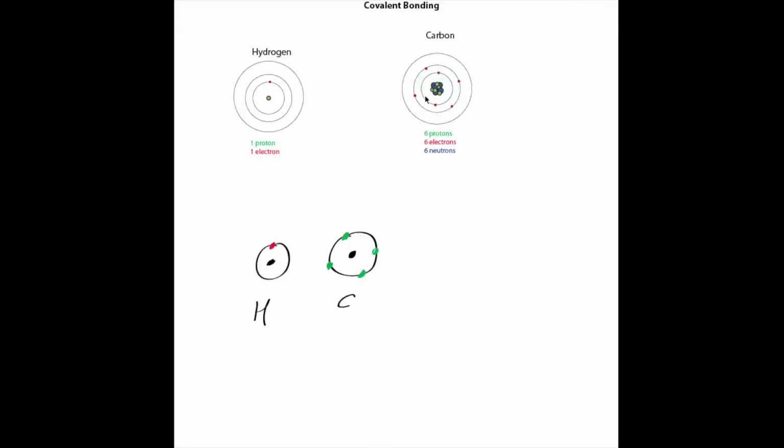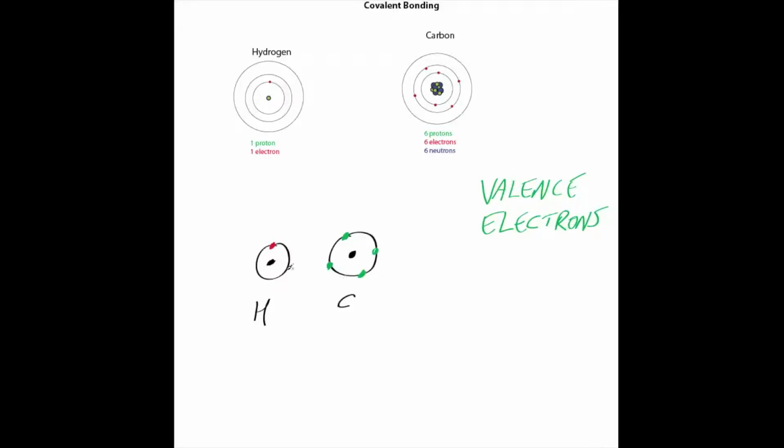I've missed the inner shell ones out because they're not going to take part. It's on the outer shell, or the valence shell. So it's the valence shell, or valence electrons. They're going to take part in the bonding. Okay, so it's the outer 4.